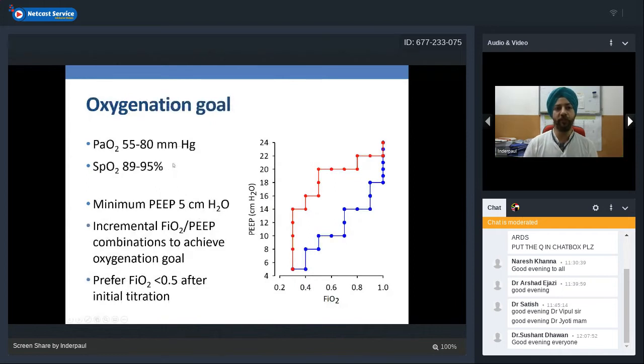The oxygenation goal is to keep a saturation between 89 to 95% because it maintains a PaO2 of 55 to 80, and on the oxygen dissociation curve, it falls on that exponential log ratio so that even if your oxygen falls, the patient does not suddenly collapse. That is why we try to keep these targets. A minimum PEEP of 5, and a combination of FiO2 and PEEP can be used to achieve your target. How we will achieve the optimal PEEP and the optimal FiO2, I will discuss in subsequent slides.